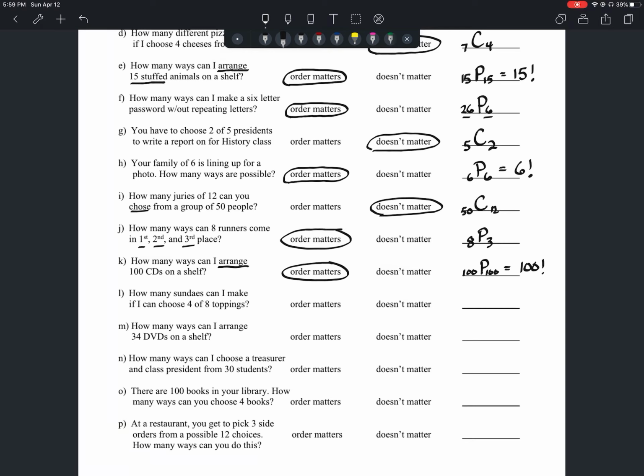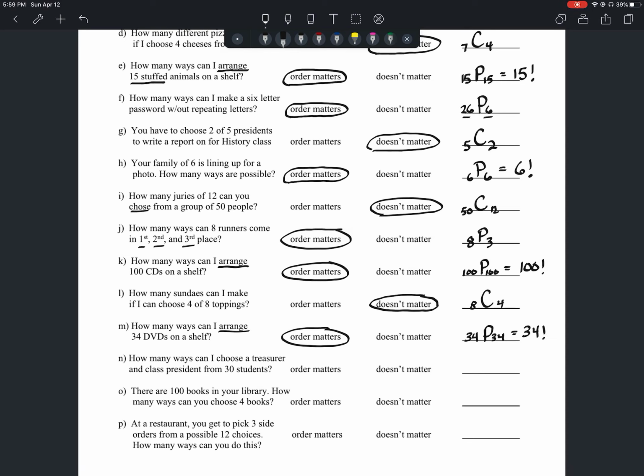L, how many sundaes can I make if I choose 4 of 8 toppings? Okay, this one, order does not matter. And therefore we have the combination 8C4. Letter M, how many ways can I arrange 34 DVDs on a shelf? Okay, again, that word arrange jumps in there. We know it's a permutation, 34P34 or 34 factorial with that one.